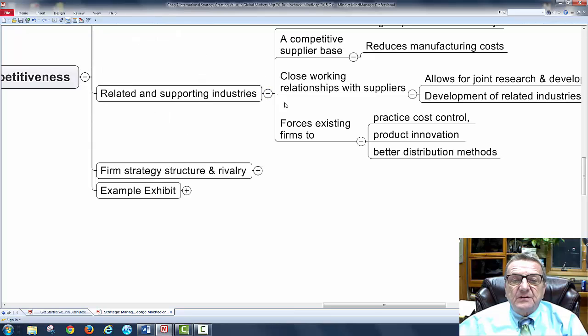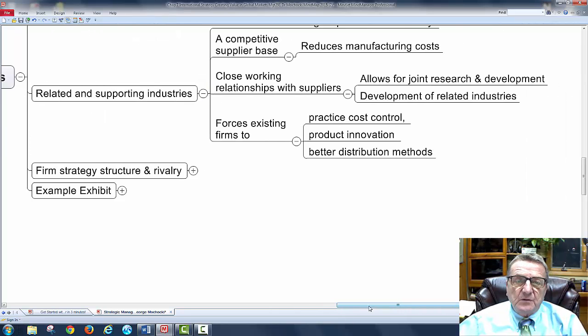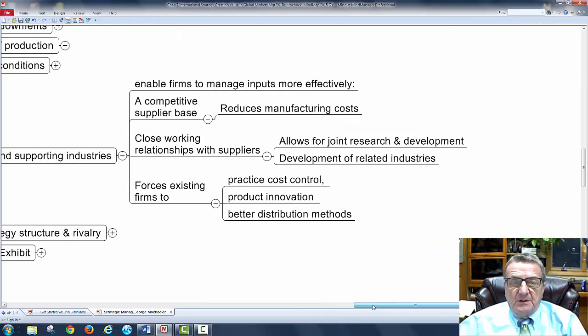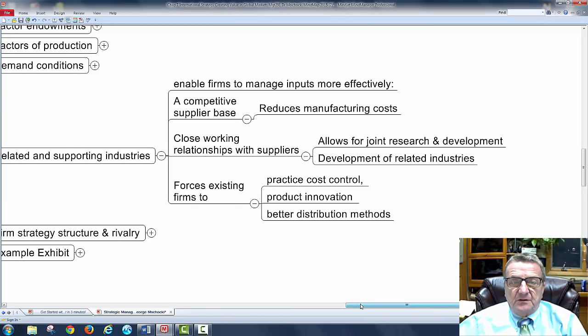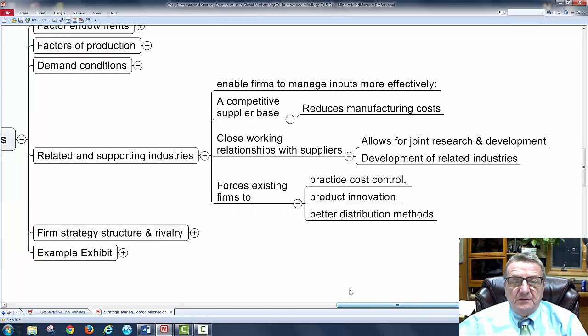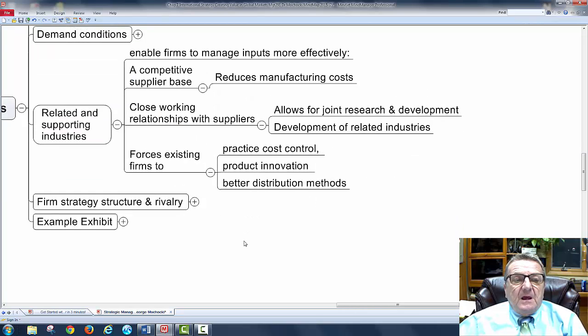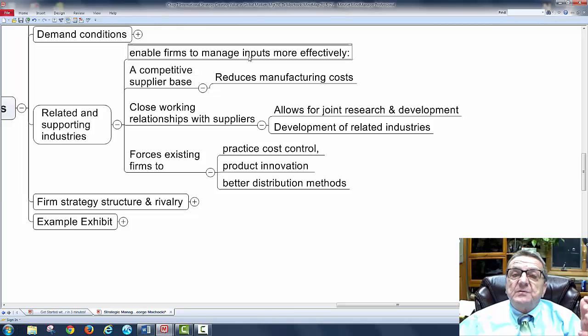Related and supportive industries. Okay, now if I look at related and supportive industries, let me bring this up here a little bit, just so you can see it. Okay, I'll leave it like this so you can see related and supportive industries. Let's bring this in here so you can kind of follow along. Okay. Enable firms to manage inputs more effectively, a competitive supplier base.